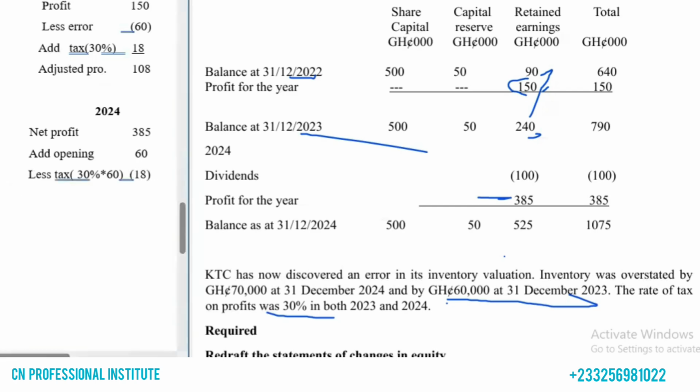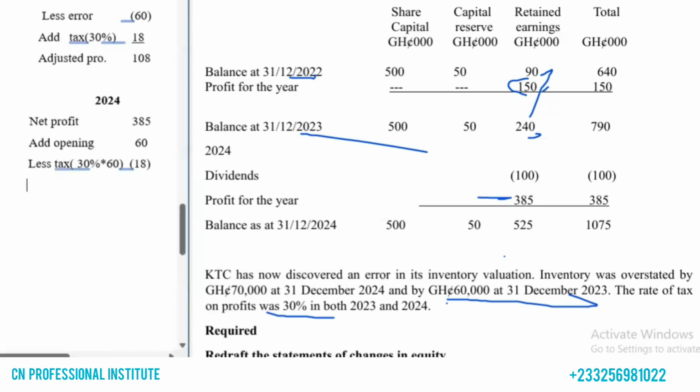Then let's go and work on the closing. In 2024, closing was overestimated by 70,000. So when we overestimate our closing inventory, we are reducing cost of sales. And when cost of sales reduces, profit what? Increases. So with the closing inventory 70,000, we have to less it. So we less the closing. Okay, the closing. How much is it?